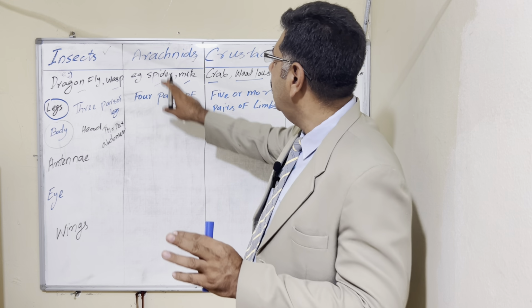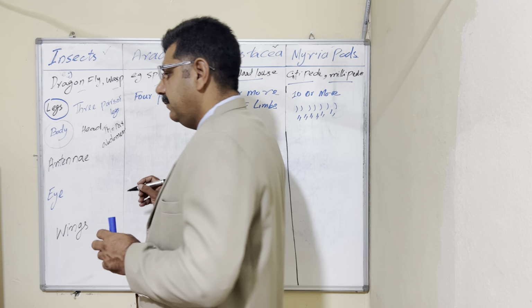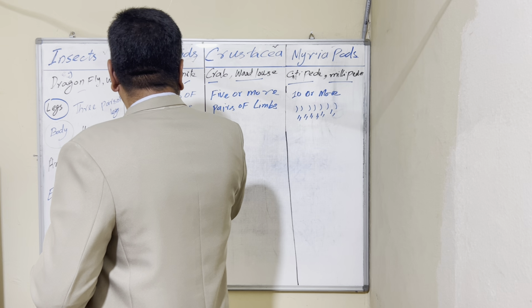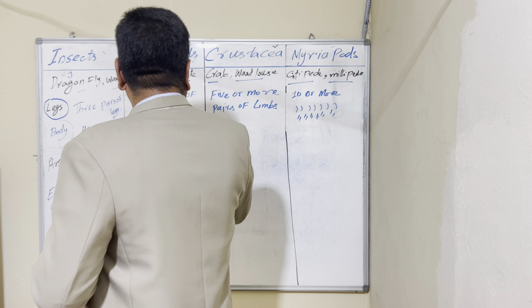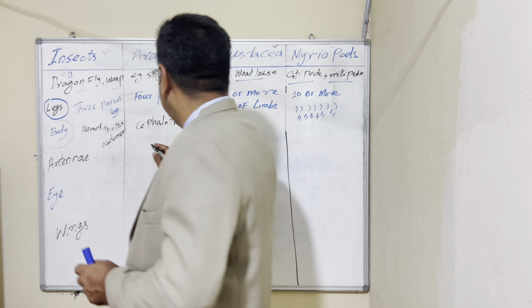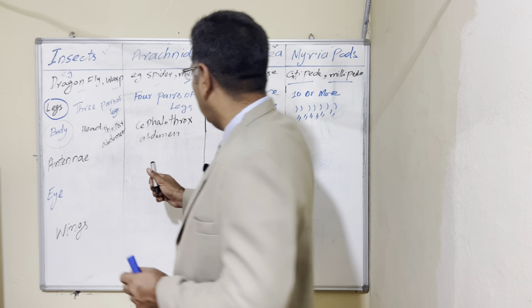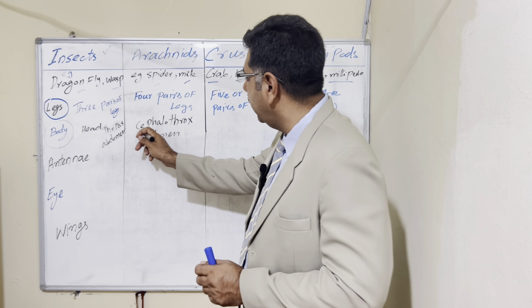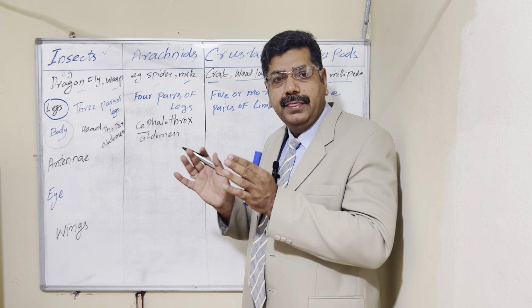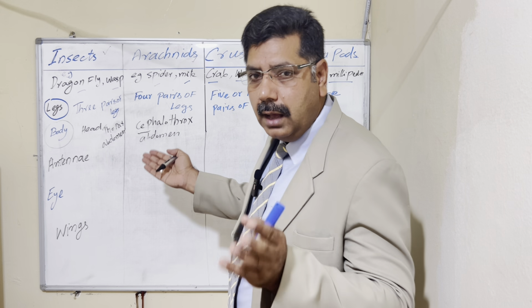Clear? And here in arachnids, the body is divided into cephalothorax region and abdomen. Cephalothoracic means the head and the thorax are joined together. So it is a cephalothoracic region and abdomen.